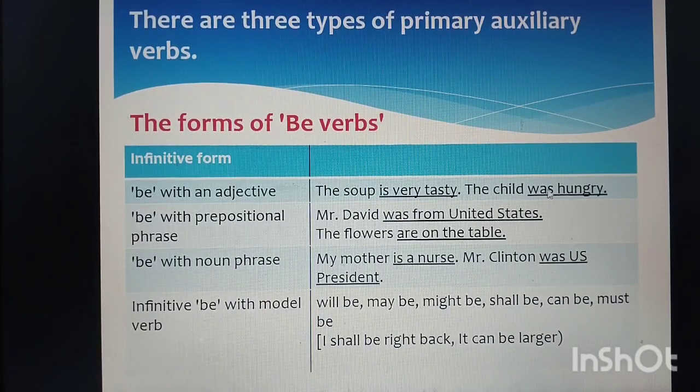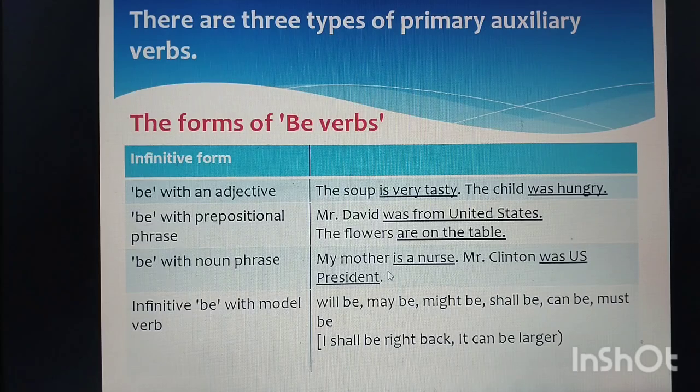The child was hungry. Was is a be form, hungry is an adjective. Mr. David was from the United States. Here, was is the be form, the be verb, and from the United States is a prepositional phrase. Flowers are on the table. You can see are is the be form, the be verb, and on the table is a prepositional phrase.